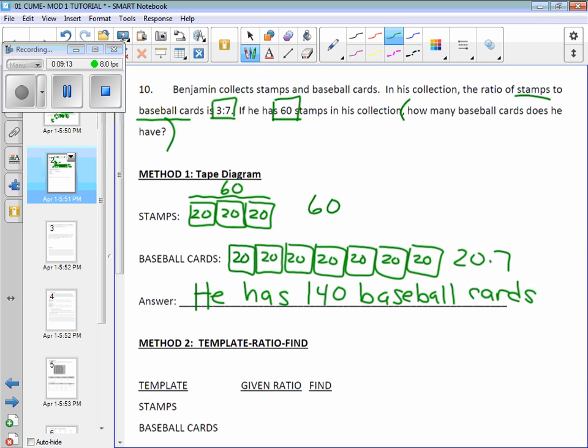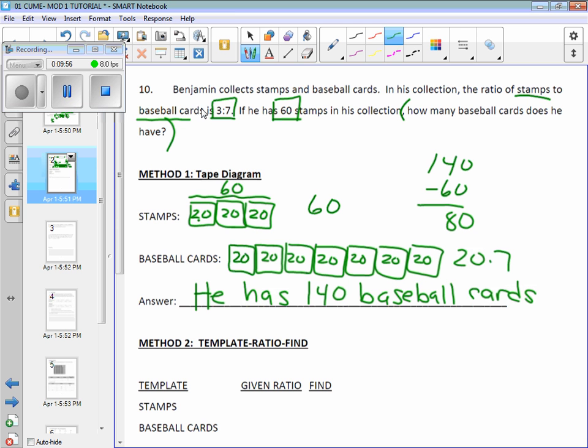What I've also seen, and you'll see it actually as a question later in your book, is the difference in the amount of stamps to baseball cards. Since I have 60 here and 140 here, they could ask how many more baseball cards does he have compared to stamps. And if that's the case, you would subtract 140, take away 60, and he has 80 more baseball cards than stamps. And I'm just throwing that out there because there's different ways that they can ask that final question. But the idea still being is if you could find out what one box is worth, you could pretty much answer any question that they give you.